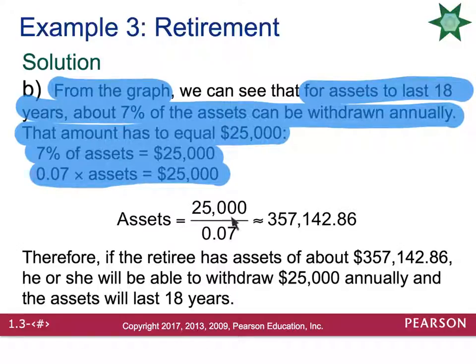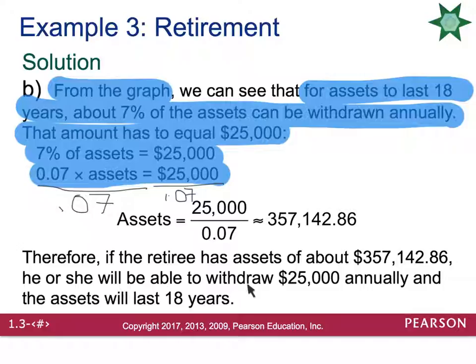So we're going to take 25,000, and we're dividing both sides by 0.07. If we take this and divide by 0.07, it becomes assets there, and we divide this by 0.07 too. So that's how we get this: assets equals 25,000 divided by 0.07. We'd use a calculator for this, but we would need about $357,143 in order to take $25,000 out annually for 18 years.